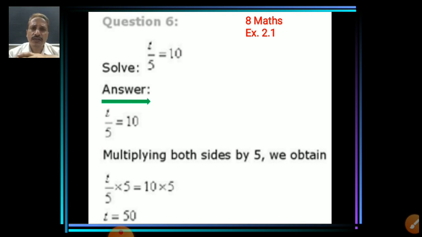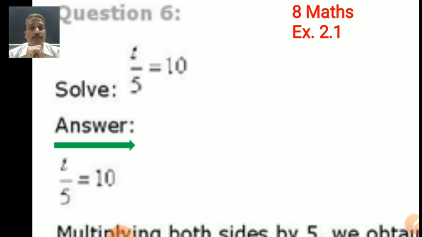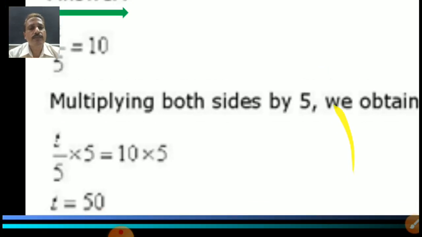Now look at the sixth one. Question number 6 is very easy. T upon 5, yes, variable T, is equal to 10. 5 is in division position. When it is transposed, it will move to multiplication. So it will be 10 into 5, that gives me 50. So T is equal to 50 is our answer.